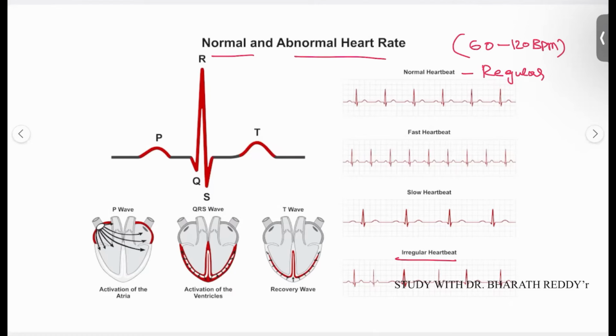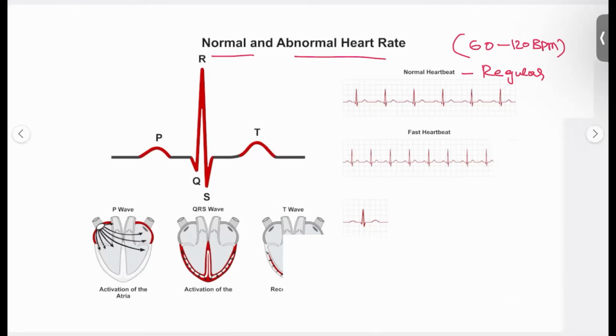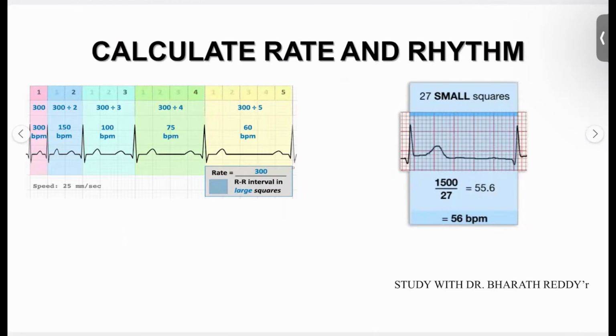This is the irregular heartbeat. But how to calculate the heart rate and the rhythm? You can calculate in two ways. One is 300 divided by the number of big squares. These big squares will be counted between the RR intervals. So this is one type of method. You can calculate the regular heart rate as 300 divided by the big squares. Another calculation is 1500 divided by the small squares within the same RR intervals.